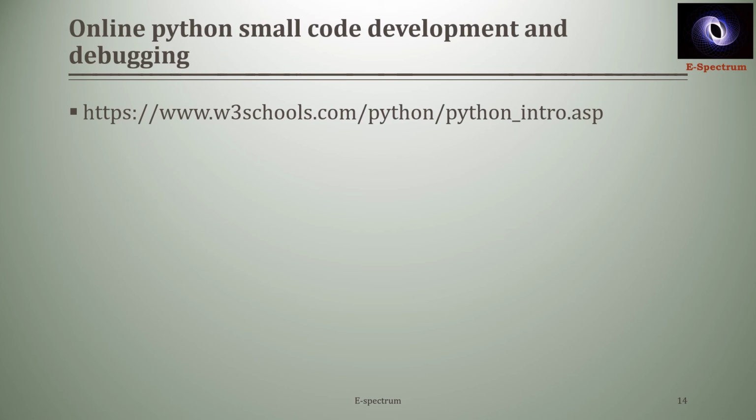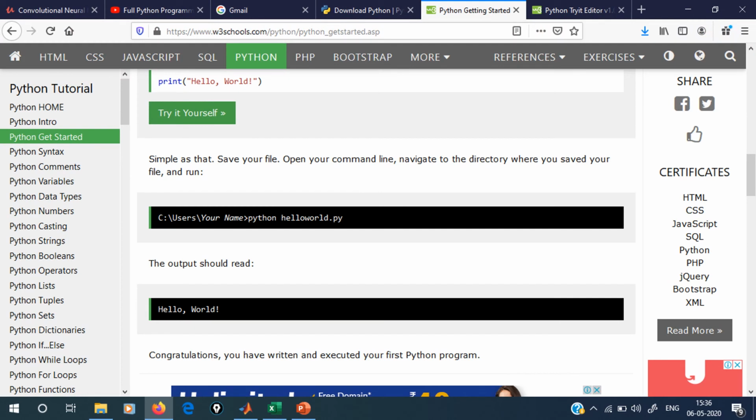If I don't want to download, install, and then execute the programs, there is online support for Python for small code development and debugging. You can go to w3schools.com/python, introduction. It is a very easy tool. When you open the website, it will look like this. Then there are ample examples given. You can click on any icon, and you will get the corresponding window opened.